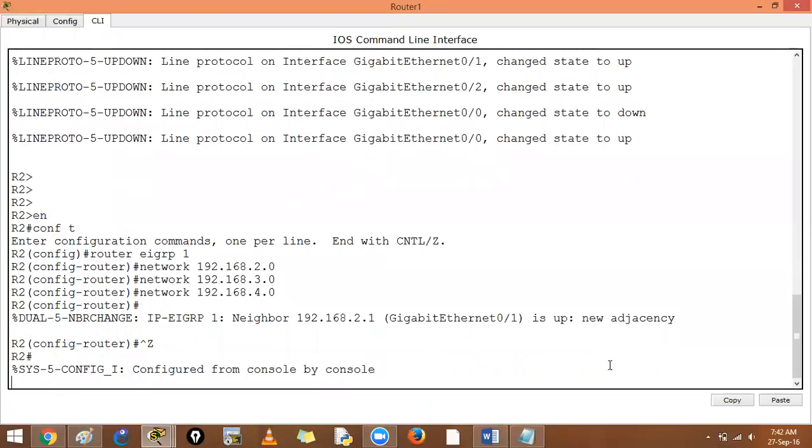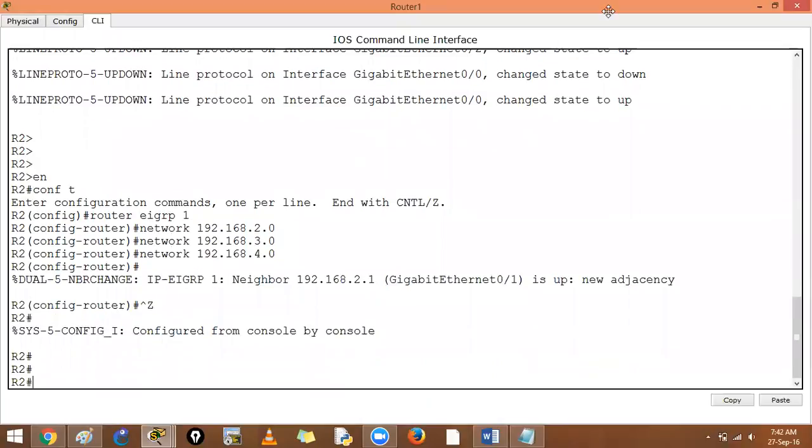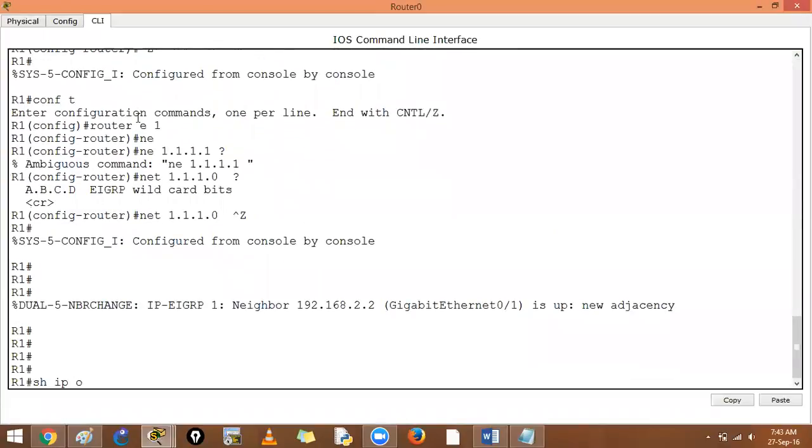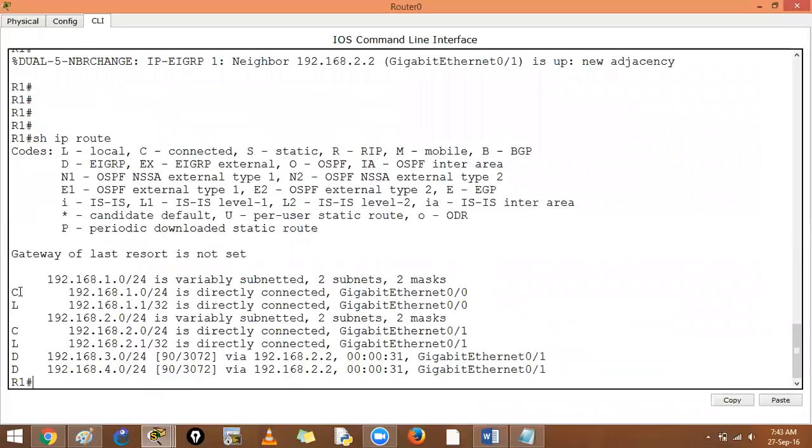If you go and see your routing table on router 1, show IP route. Here it says this is D, for DUAL. I have learnt a route 192.168.3.0/24. The administrative distance in this bracketed tuple is 90, AD is 90, and this is my metric calculation, the distance from me to reach that network, and that is reachable via 2.2, and this is the exit interface that I am taking. A recursive lookup will happen.